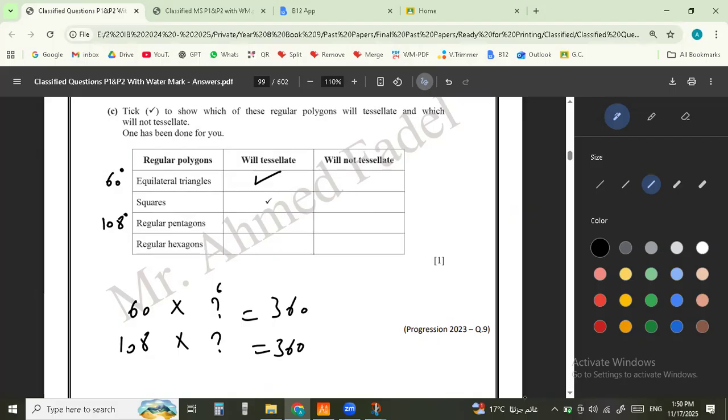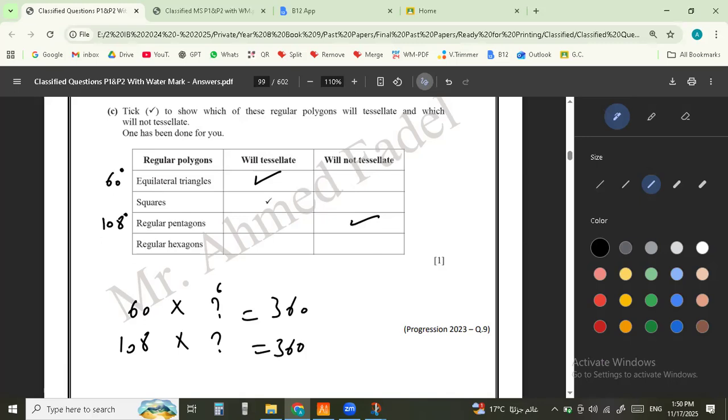Try 108 times 2 will give you 216. Times 3 will give you 324. Times 4 is out of the range, it's 400 and something. So 108 is not a factor of 360. So it will not tessellate.